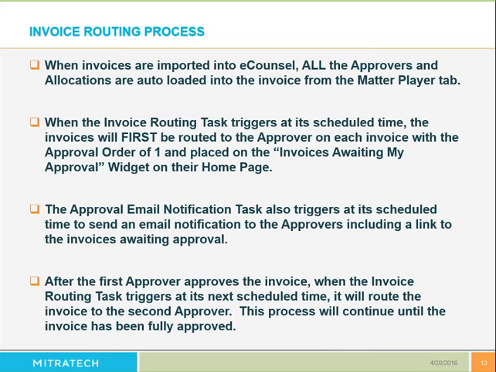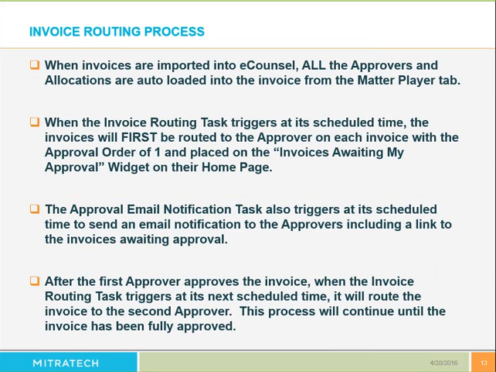Now, when invoices are imported into eCounsel, all of the approvers and all of the allocations that are listed on the Matter Player tab, as long as they fall within the date range, are auto-loaded to the invoice from the Matter Player tab. They all appear on the invoice with the order number in which they are to receive the invoice. Even though they all appear on the invoice, it doesn't necessarily mean that they're going to see it in their invoices awaiting my approval widget until it actually gets routed to them.